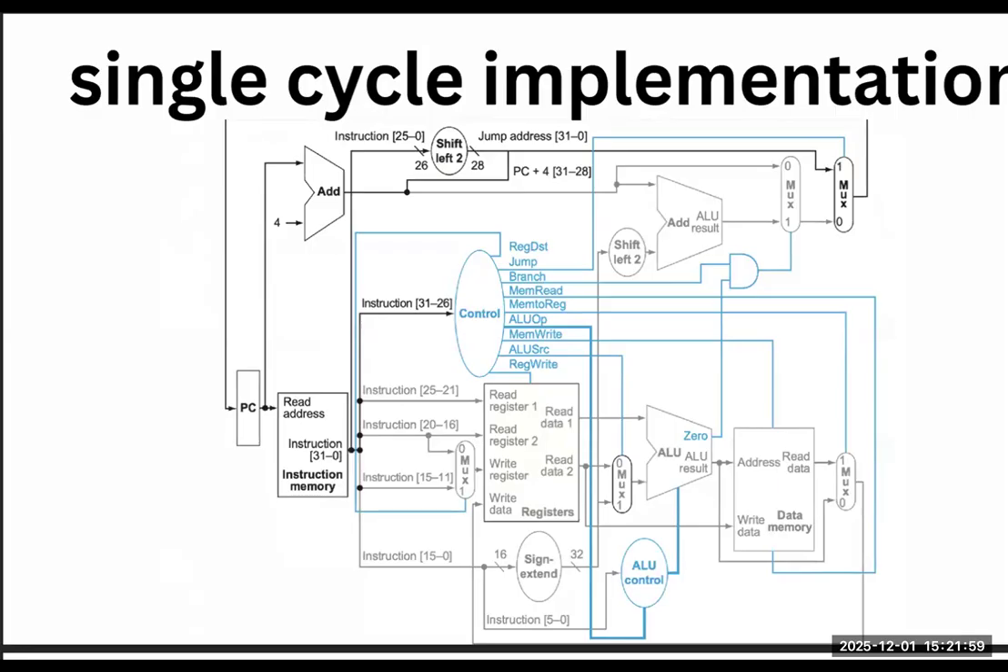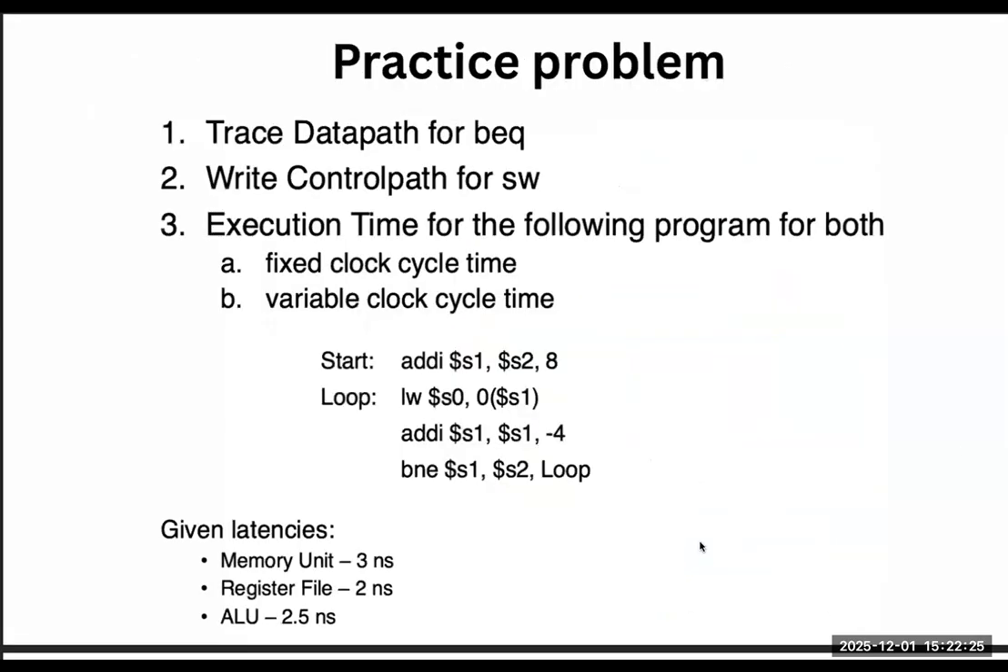The advantage: simpler control logic, no state machine required. The disadvantages: the clock period must be long enough for the slowest instruction. That means every single jump instruction has to wait for a full clock cycle, even though it doesn't need that time. It is a less efficient model overall, but it's simpler to design and reason about. Okay, let's go.